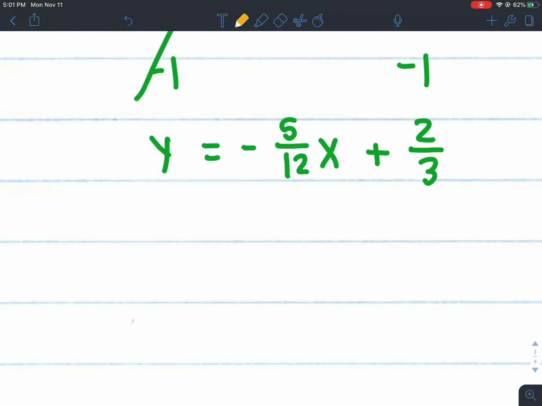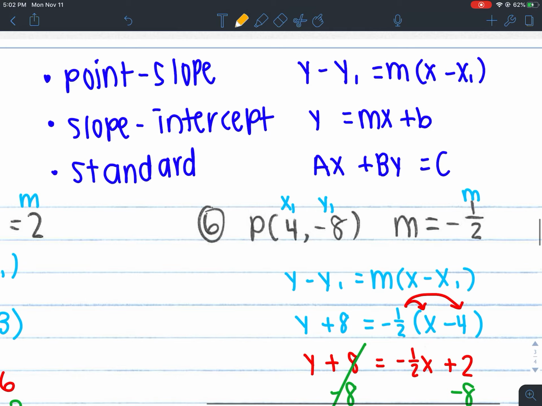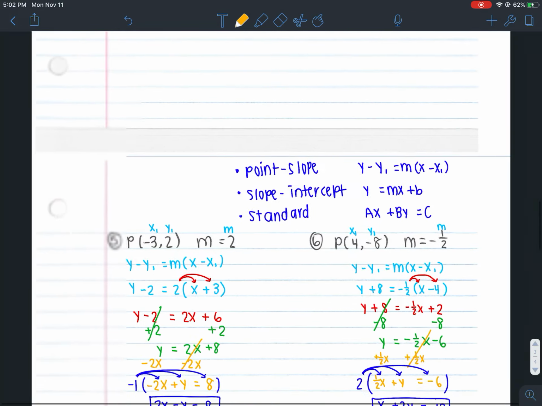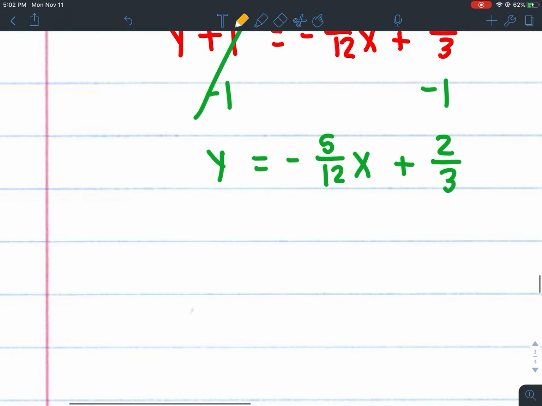It's not the prettiest sight, right? But we still want the same goal, right? Get that in standard form. Right now, it's in y equals mx plus b. So notice, again, just like our steps at the beginning: point, slope, slope-intercept, standard. We want to go from each step. So now we're going to go to standard form.